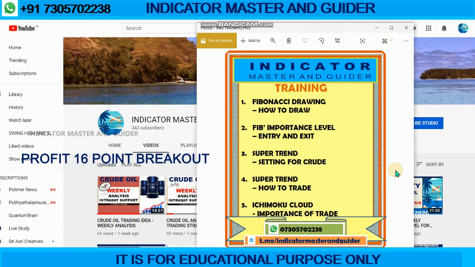A special thing I am showing here is the Ichimoku cloud and the importance of trading with it. I will also explain what the importance of trading using the Ichimoku cloud is, so the success rate will be much higher.